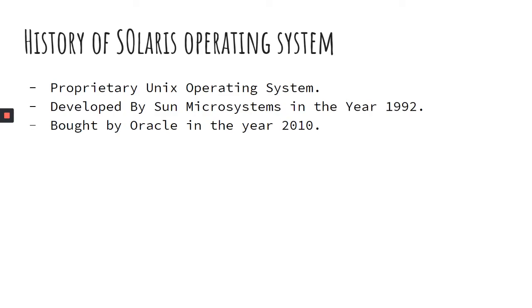So history of Solaris operating system. It was a proprietary Unix operating system, so that means that its base or structure was created from the Unix OS. It was developed by Sun Microsystems in the year 1992. There was already a Sun OS at that time, so Solaris just more or less replaced the Sun OS. After that, it was bought by Oracle in the year 2010, and then it also changed its name to Oracle Solaris.